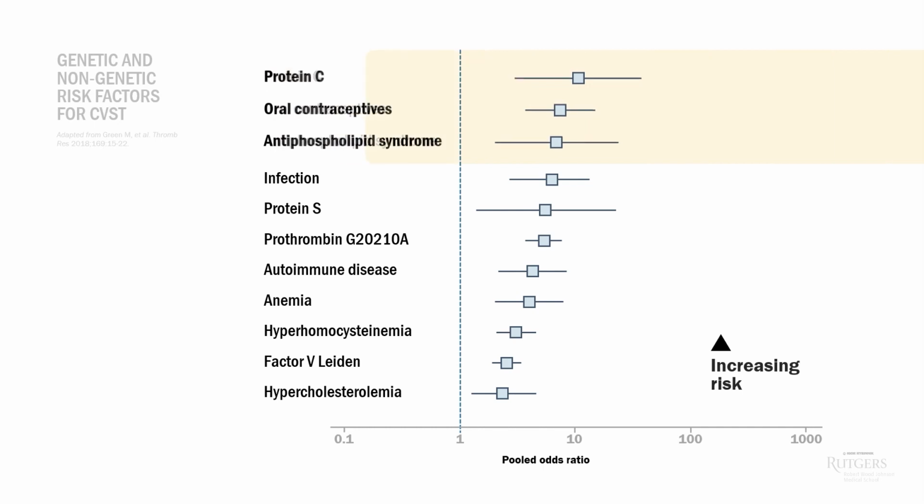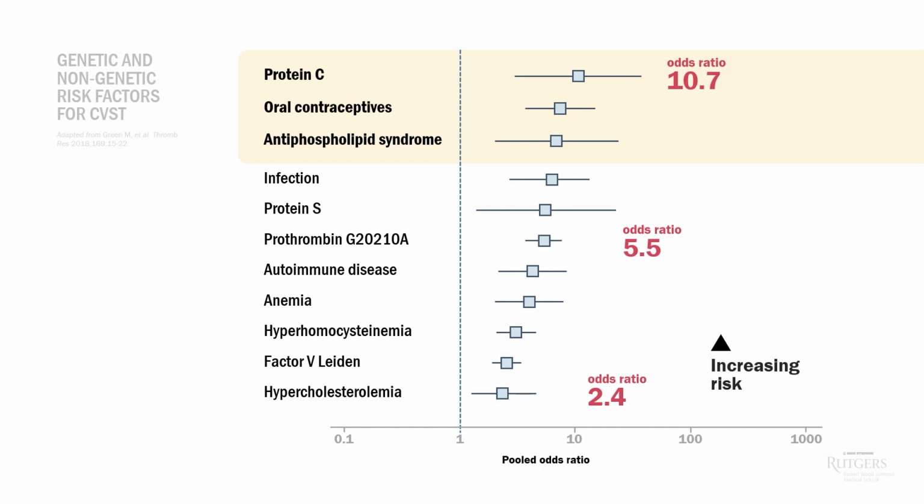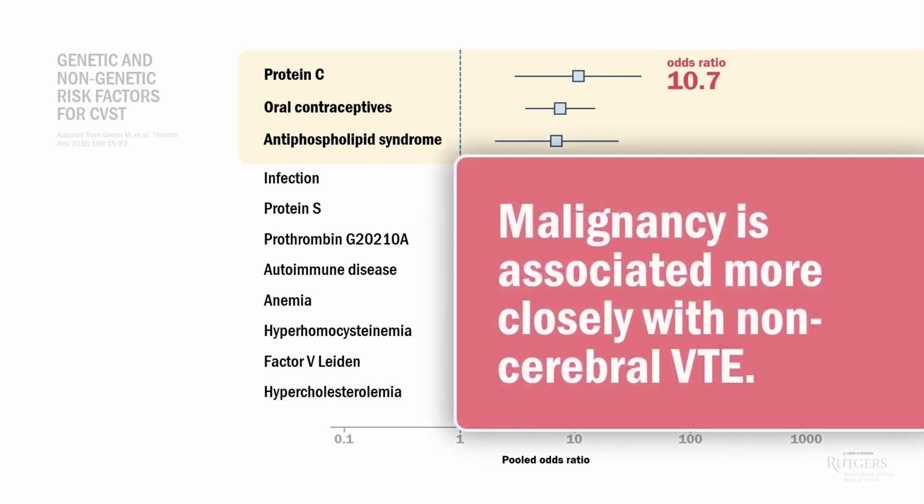Interestingly, the top 3 risks are protein C deficiency, oral contraceptive use, and antiphospholipid syndrome, with an odds ratio of thrombosis increased up to 11 times. Okay, protein C deficiency, oral contraceptives, antiphospholipid syndrome. Got it. But let me ask you a question. What disorder strongly associated with thrombosis is paradoxically absent from this list? Right. Where is malignancy? Interestingly, malignancy was more associated with non-cerebral venous thromboembolism, like deep venous thrombosis and pulmonary embolism.